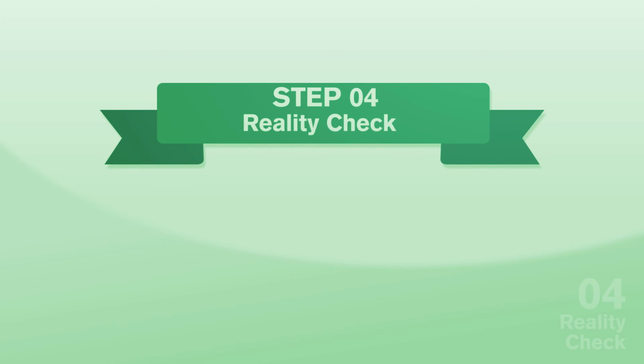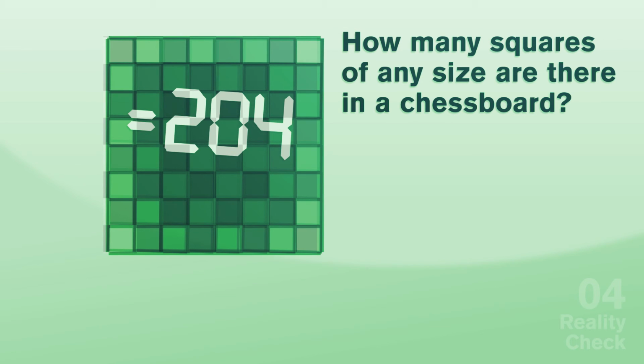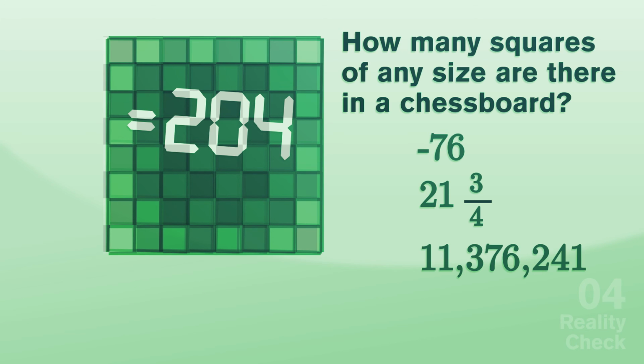In step 4, the reality check. We need to ask ourselves, what is a reasonable number of squares, and what answers are completely unreasonable? For instance, if we got a negative number as our answer, like minus 76, is that reasonable? What about 21 3/4?